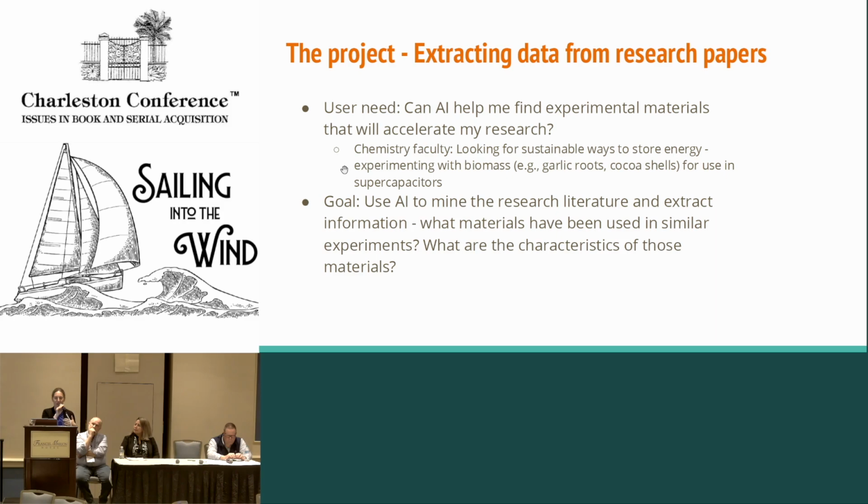What they're doing is taking biomass materials. Some examples, they were using garlic husks and garlic roots, and they were using cocoa shells, so things people throw away. And using those to build supercapacitors to store energy that can help solve climate change in a sustainable way. So we're all about that. That sounds fantastic. Let's find a way to do this together. So that was the goal: can we use AI to mine the literature to study materials and bring those back for the researchers, which saves them time as they decide what to do testing and experimentation on next?